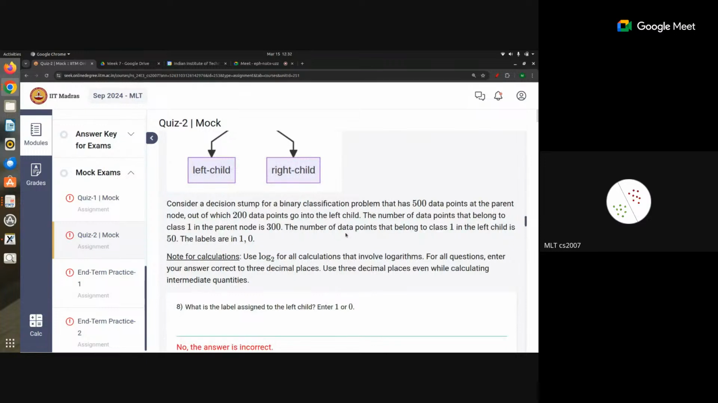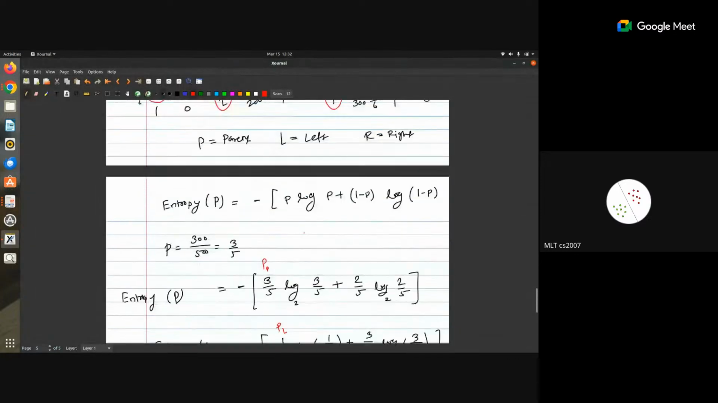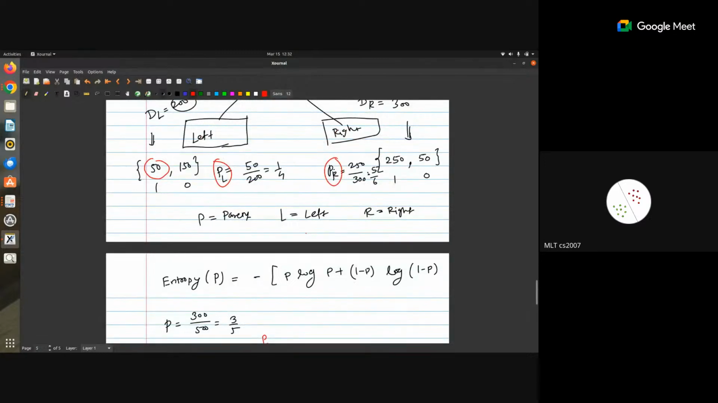What about this now? What is the label assigned to the left child? What does that mean? Okay, so basically what will be the label, right? And how will you decide the label? Again, whichever is having the highest, it's a kind of a majority, right? So you can directly say that it might be a 0, because 150 data points actually correspond to 0.